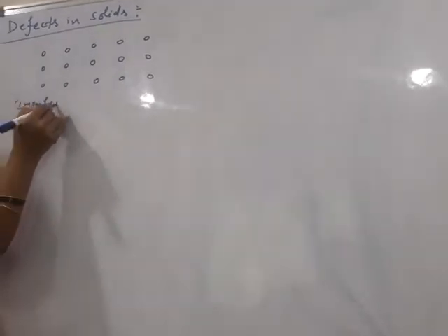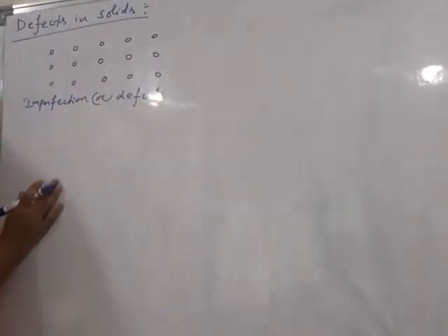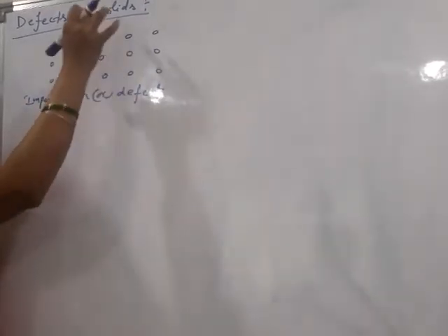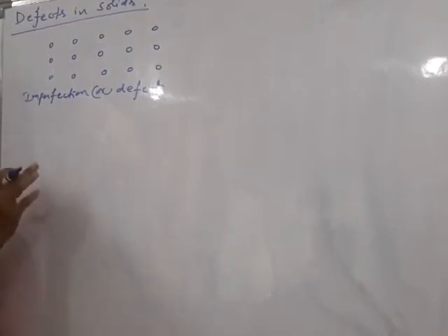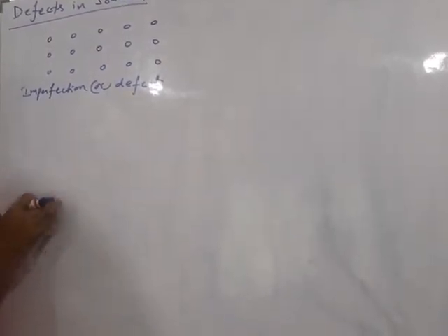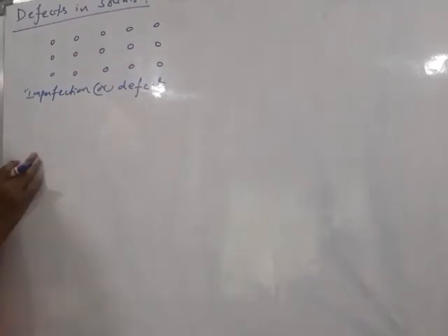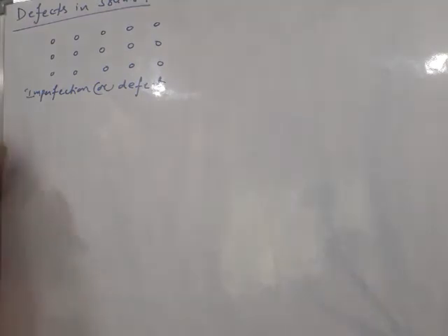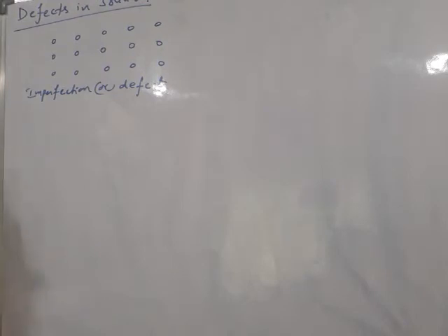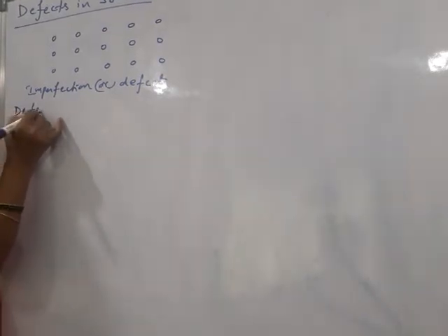So imperfection or defect arises due to the disturbance in the regular, orderly arrangement of the atoms, particles or ions. This type of crystal is now called an imperfect crystal or defected crystal. So defects in solids are again of two types: one is intrinsic defect and another one is extrinsic defect. So defects are in two types.